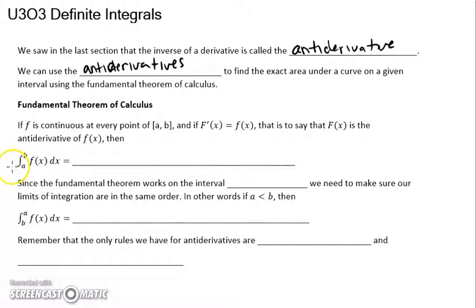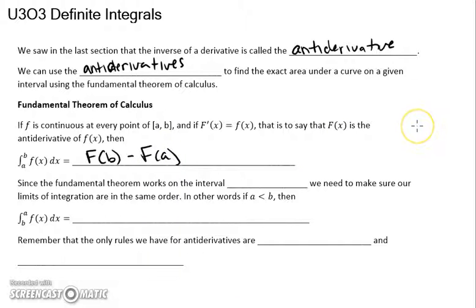of calculus. So what the fundamental theorem of calculus says is that f is continuous at every point on some closed interval a to b, and capital F prime of x equals f of x. So what that is saying is that capital F of x is the antiderivative of f of x. So the stuff that we did in that last section where we found antiderivatives, we were finding this capital F of x. So there is a difference between capital and lowercase f. So capital F of x is the antiderivative of lowercase f of x. Then our integral from a to b of f of x dx is going to be equal to capital F of b minus capital F of a.